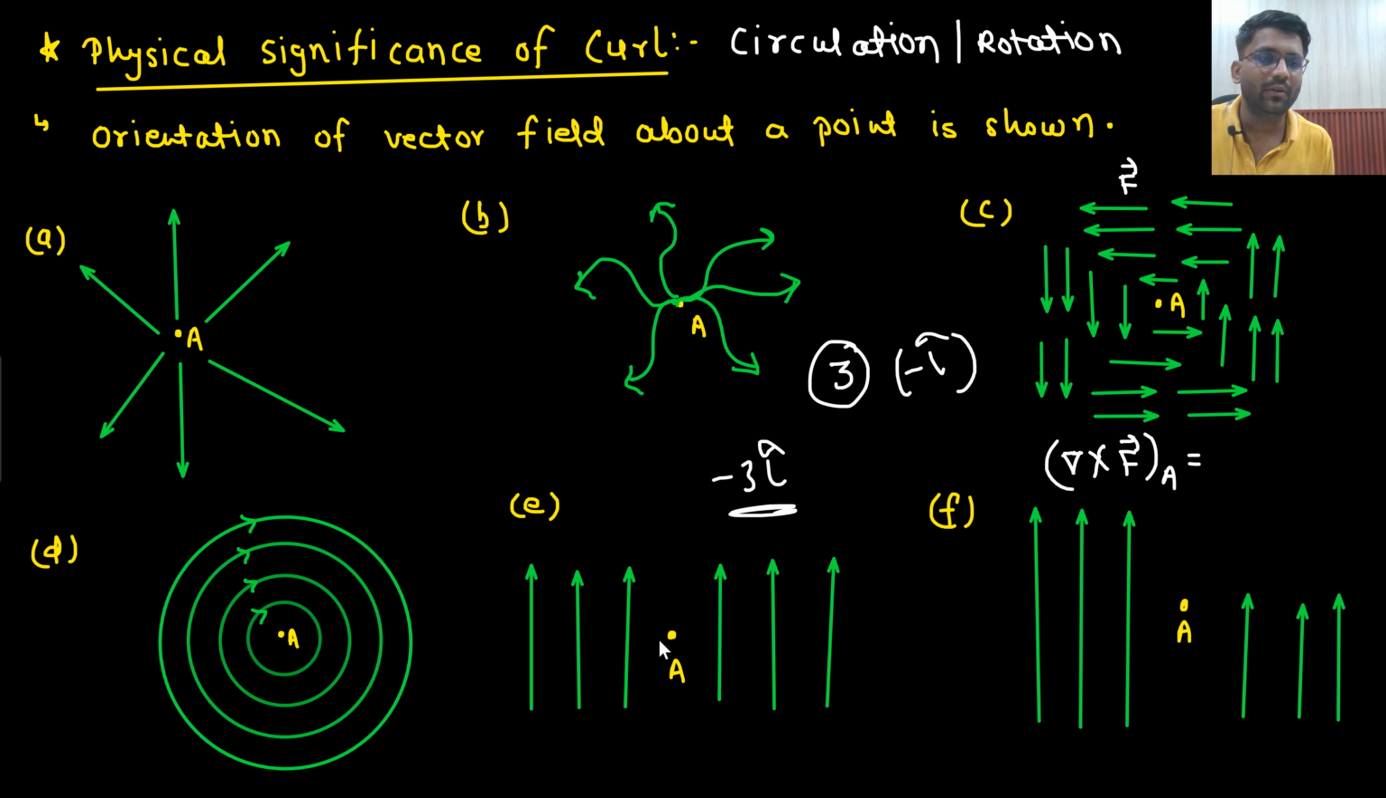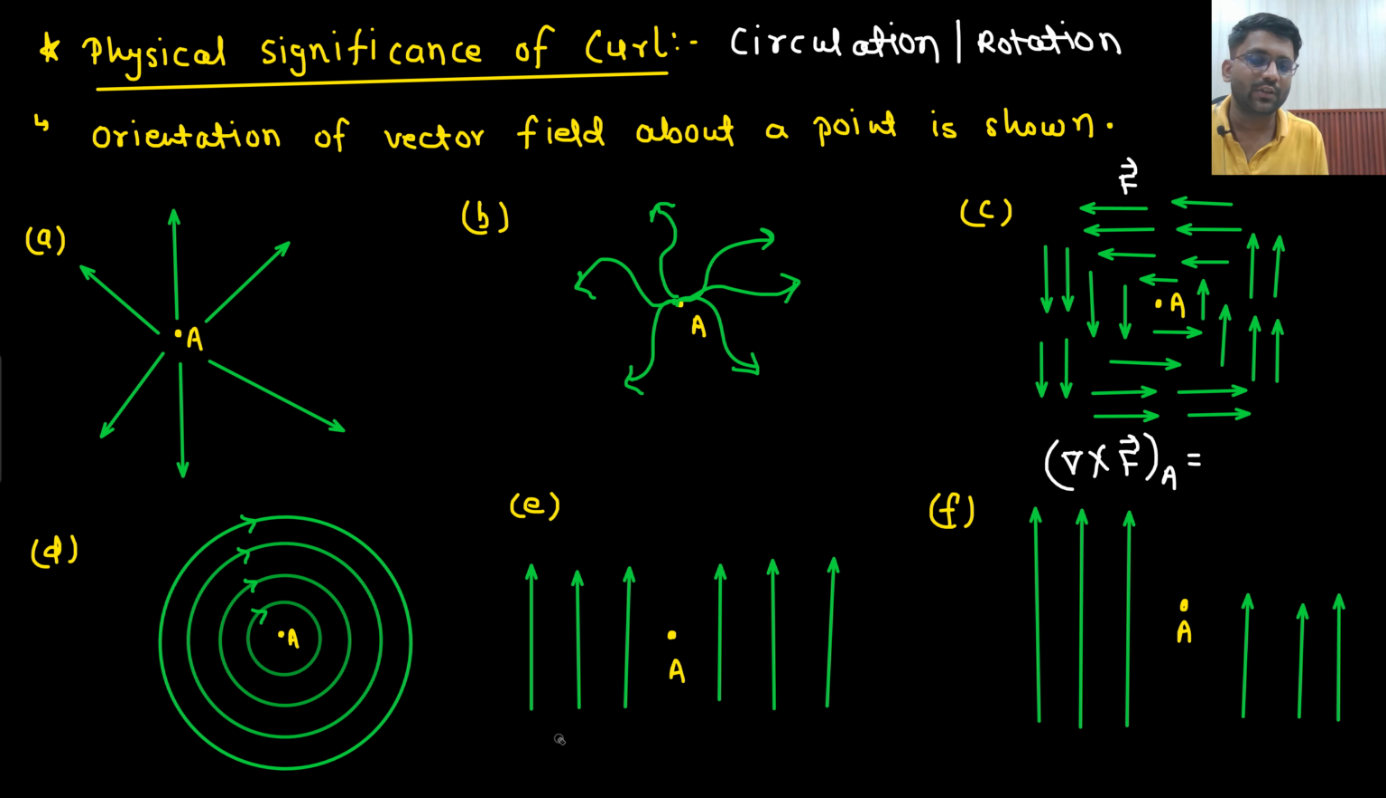So here what will we talk about? We will talk about the direction only. First of all, we will talk about whether it is zero or non-zero. And if it is non-zero, then we will talk about the direction. So how do you need to check?